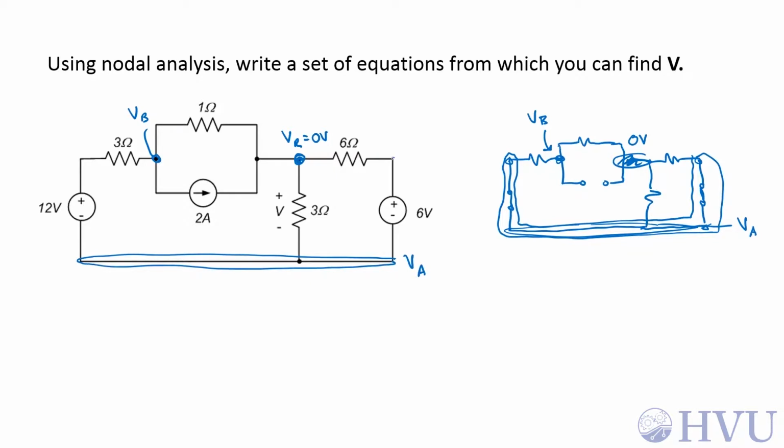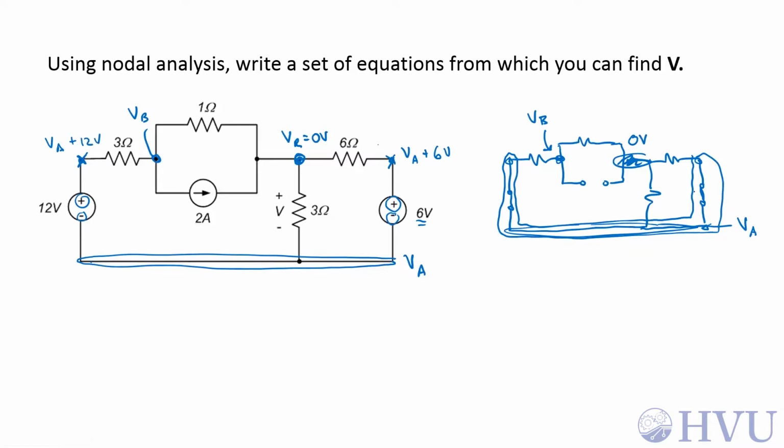Now, because of the voltage sources, I have a dependent source here and here. The voltage here is 6 volts above VA. This is the positive terminal, this is the negative terminal, so this voltage is going to be VA plus 6 volts. The voltage over here above the 12 volt source is going to be 12 volts plus minus above VA, so this is going to be VA plus 12 volts.